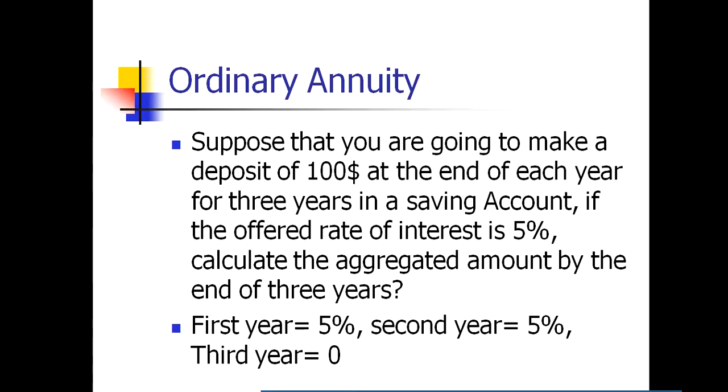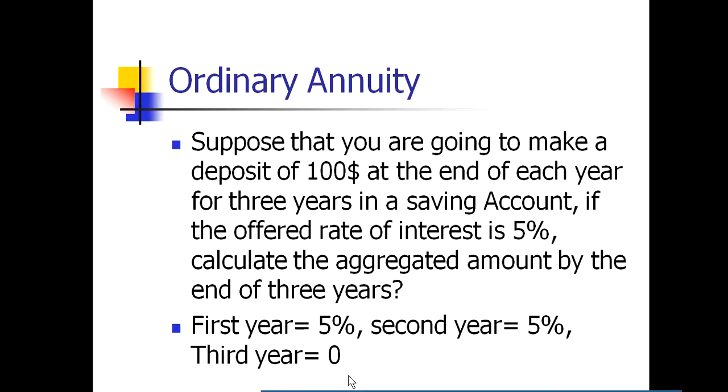So now we are going to start elaborating ordinary annuity by calculating this example. Suppose that you are going to make a deposit of $100 at the end of each year for 3 years. As we see here, we are going to make an equal payment more than one time, which is 3 times, in a savings account. If the offered rate of interest is 5%, you are required to calculate the aggregated amount by the end of 3 years.